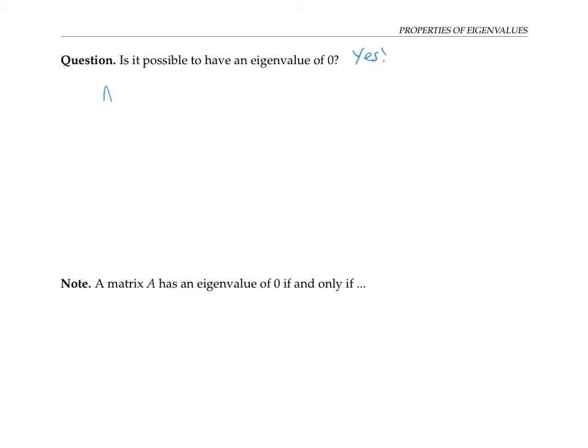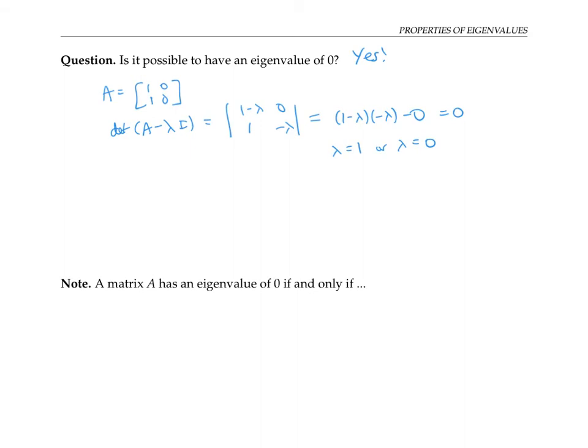For example, if we look at the matrix 1, 0, 1, 0, then the determinant of A minus lambda I is the determinant of this matrix, which is 1 minus lambda times minus lambda minus 0. That equation is 0 if lambda is 1 or lambda is 0. So we do indeed have an eigenvalue of 0 as well as an eigenvalue of 1 for this matrix. But in fact, this can only happen for non-invertible matrices. A matrix A has an eigenvalue of 0 if and only if A is not invertible.